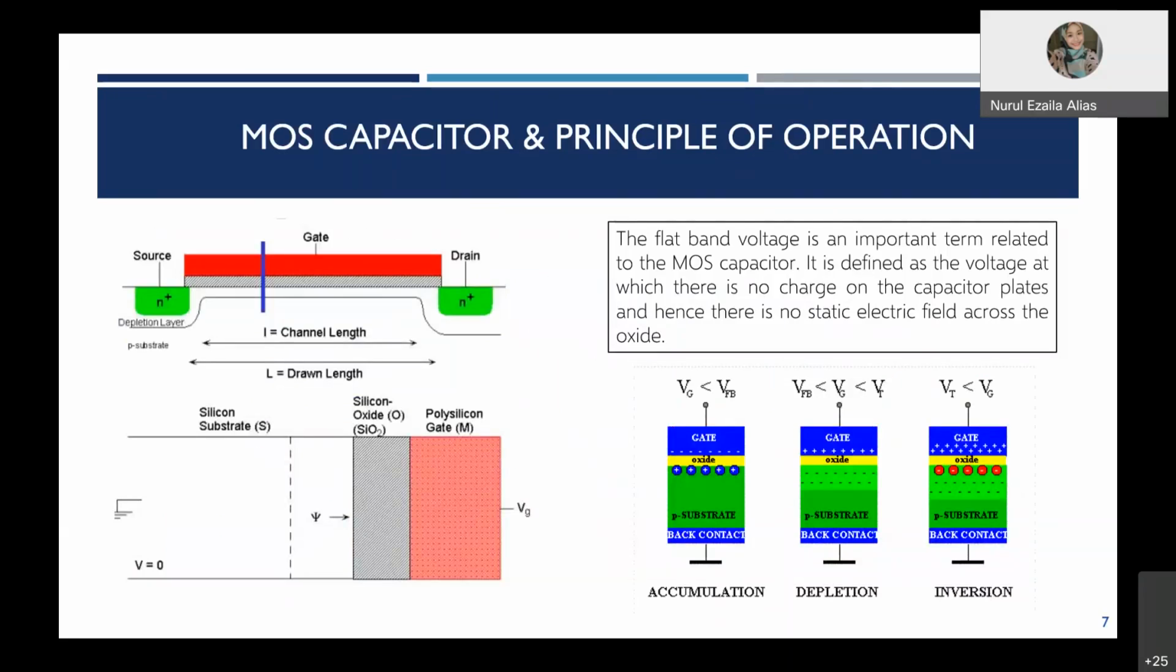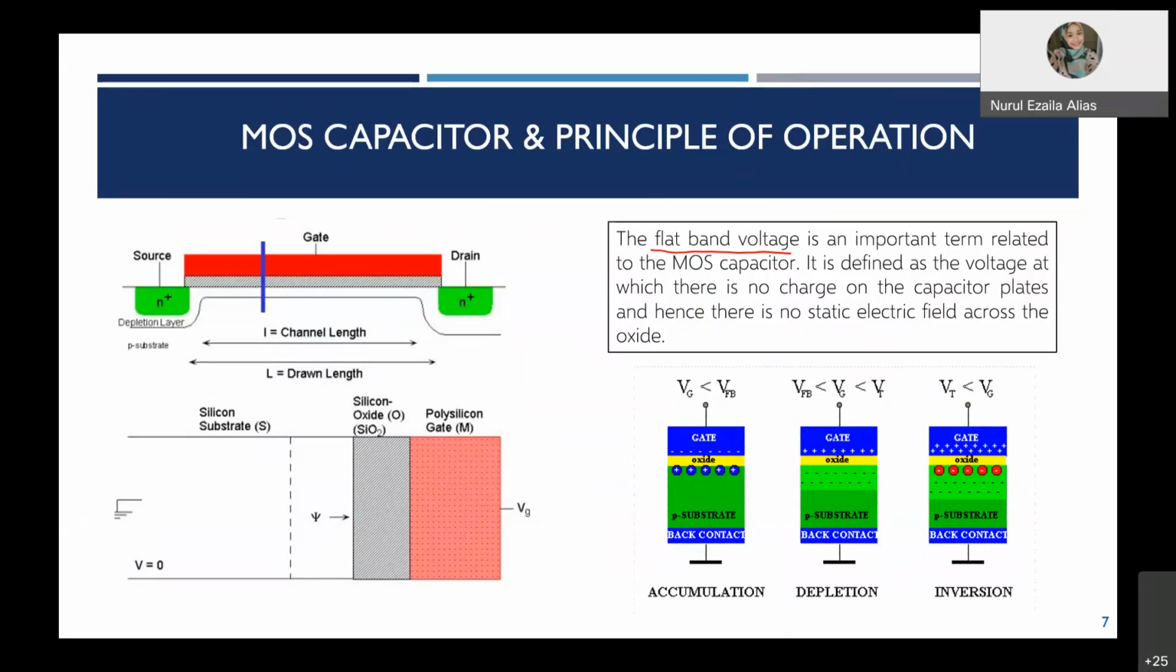There is another parameter in MOSFET, which is the flat band voltage. This flat band voltage is an important term for the MOS capacitor, where it defines the voltage at which there is no charge on the capacitor plates, and hence no static electric field across the oxide. From the name itself, flat band voltage means the energy band diagram is flat.